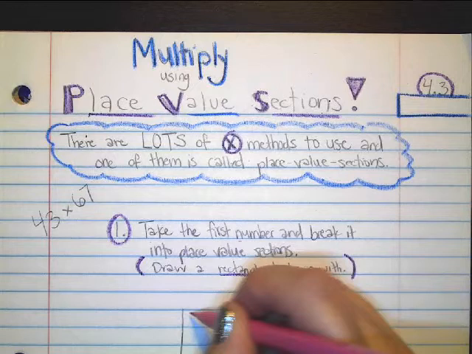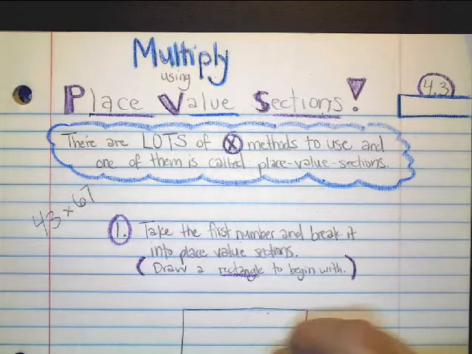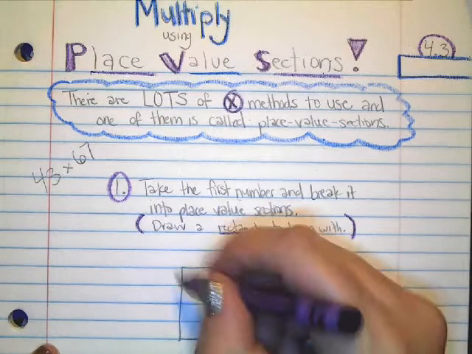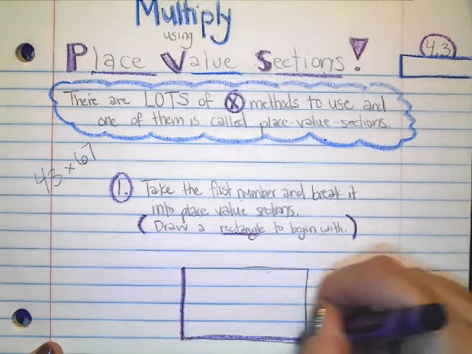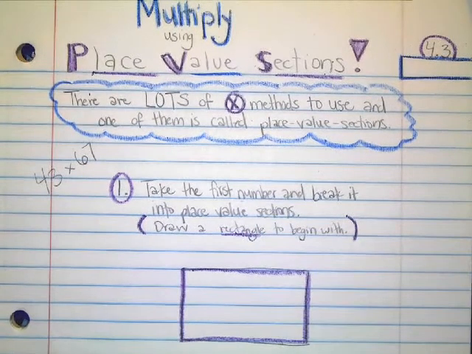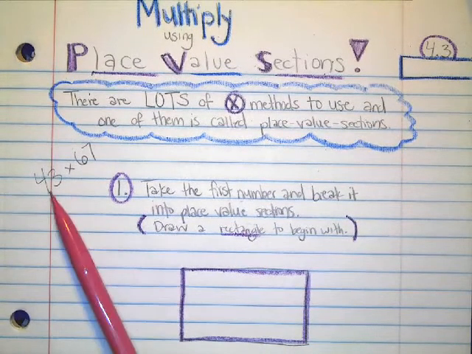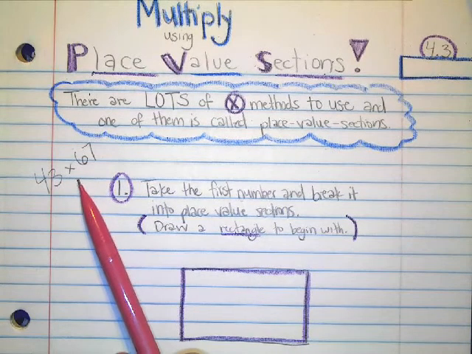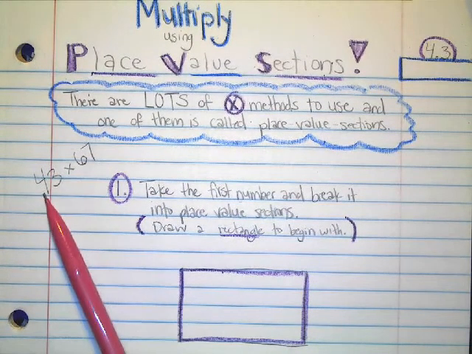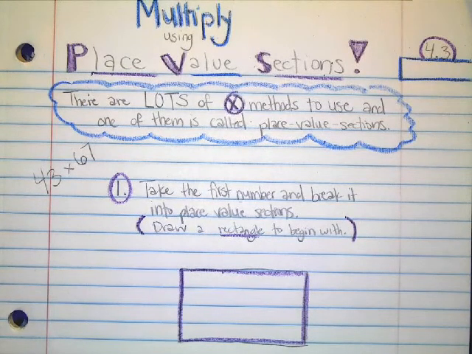We went down 1, 2, 3, 4 lines. So I'm going to draw that rectangle purple. So I draw a rectangle, and I'm going to break up the first number into place value sections. If I break up the number 43, we have 2 place values. We have the tens and we have the ones. So we have 40 and 3. That's how you break that number up.